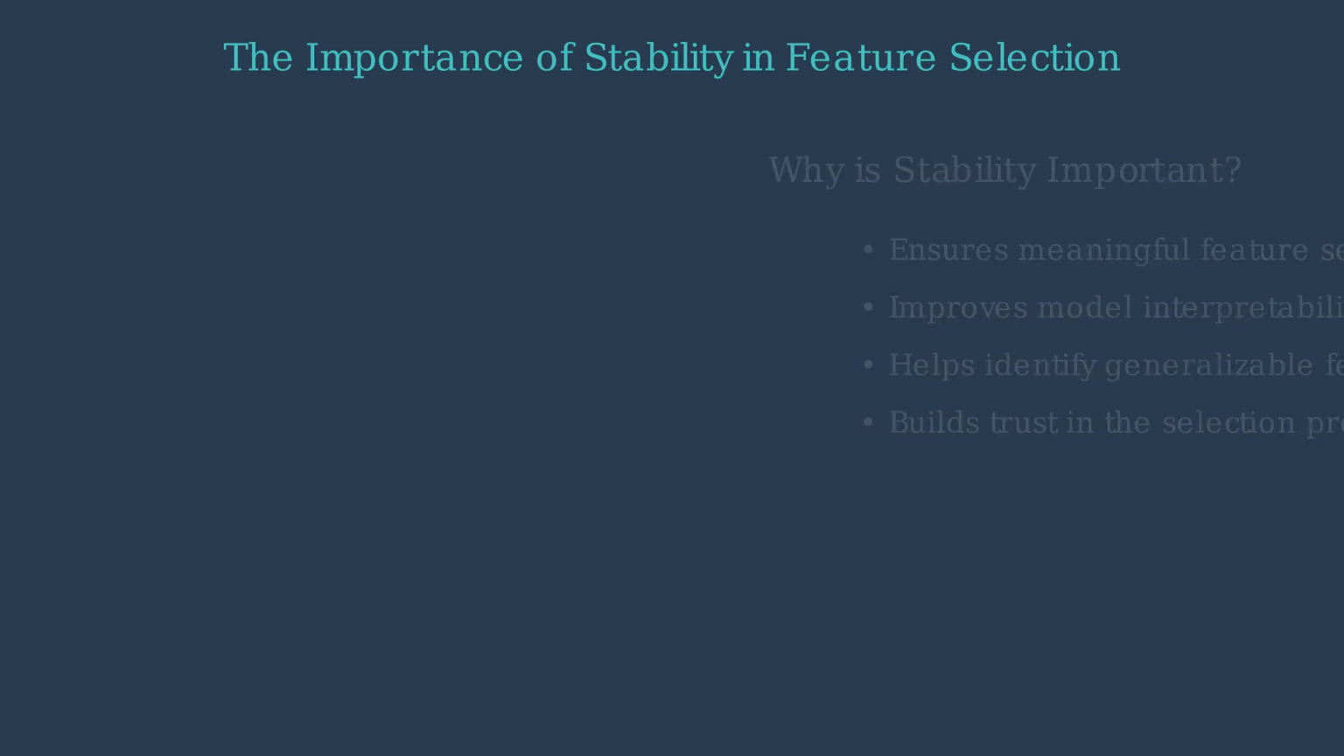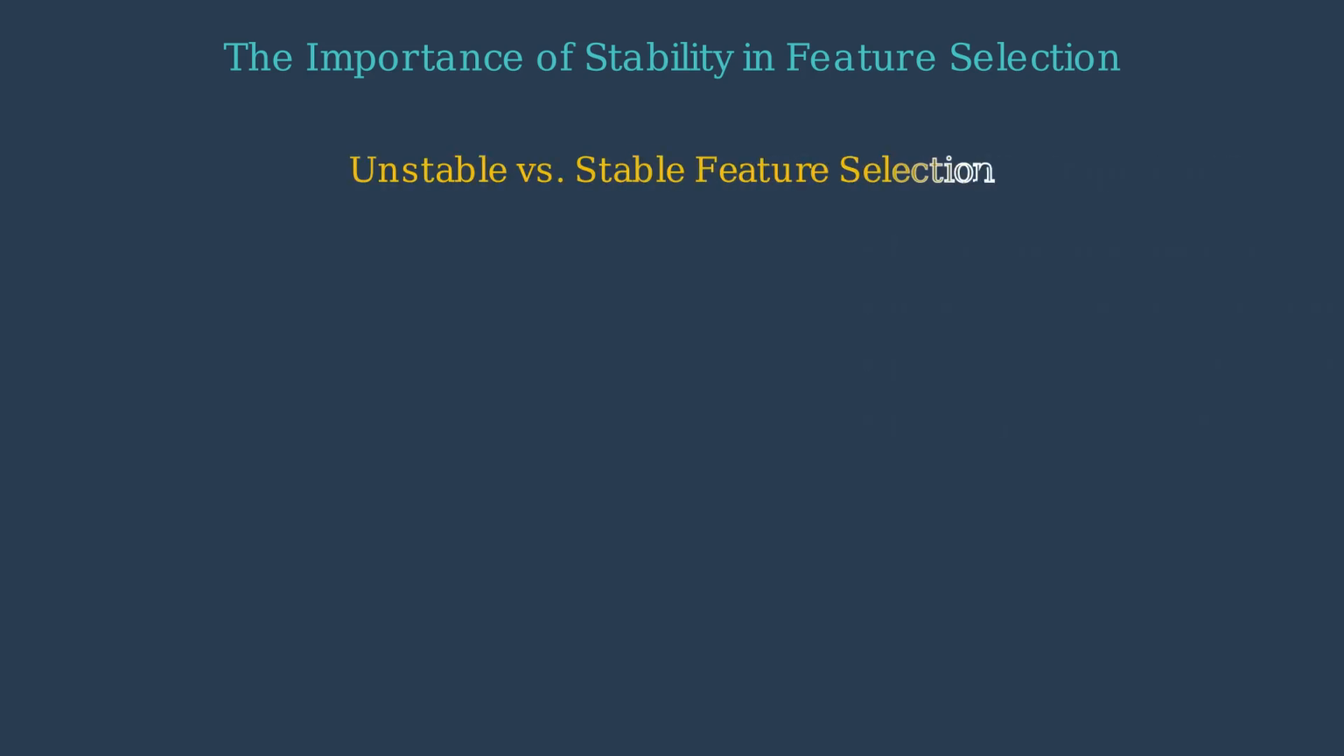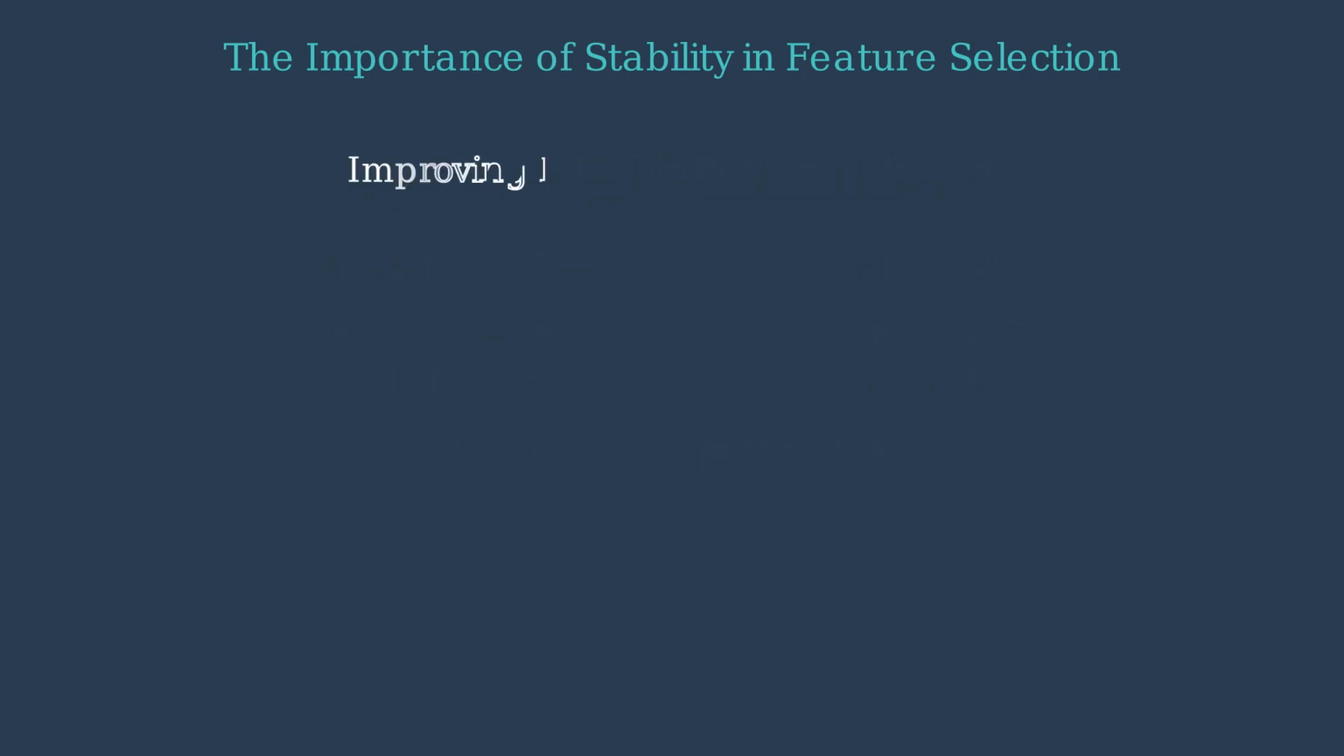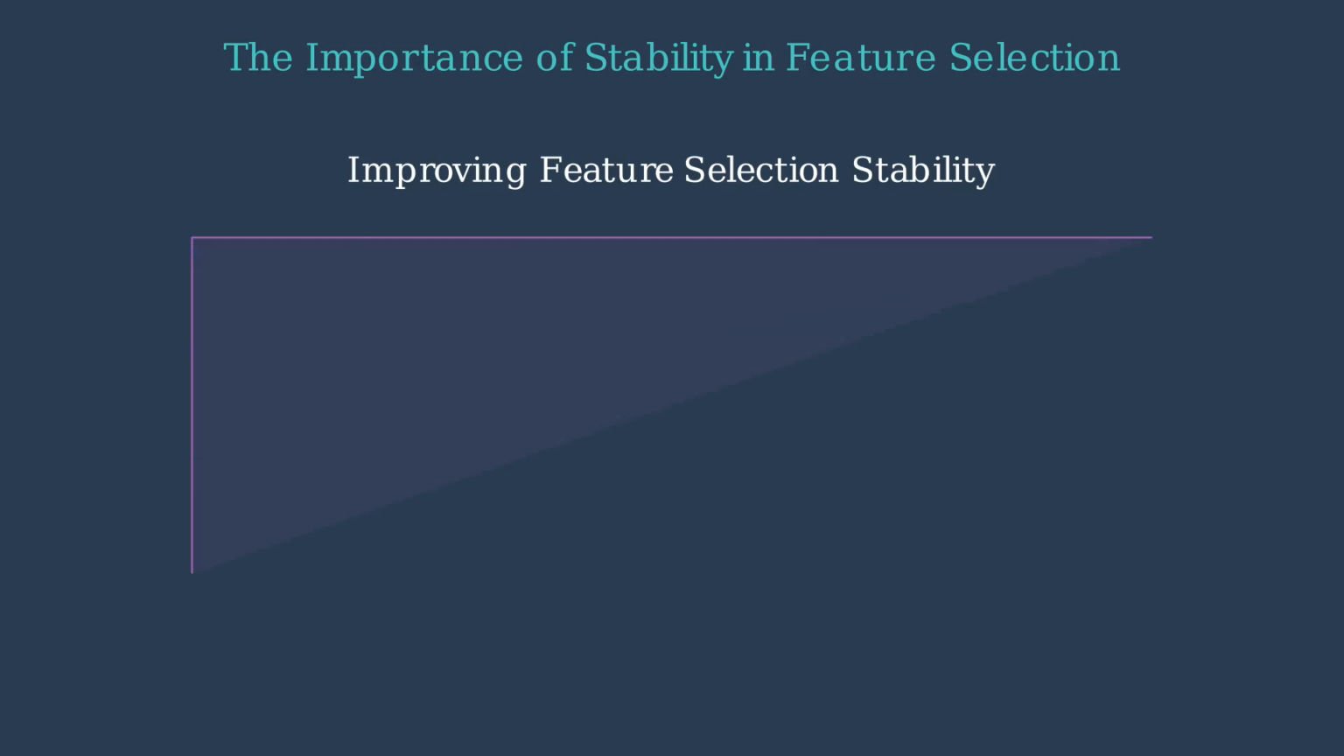Let's compare unstable and stable feature selection methods. Unstable methods select different features when the data changes slightly, while stable methods consistently identify the same important features. When we introduce small changes to our dataset, unstable methods yield significantly different feature sets, while stable methods maintain consistent selections. Several approaches can improve stability in feature selection.